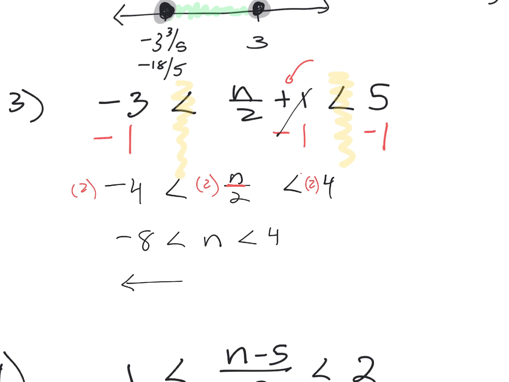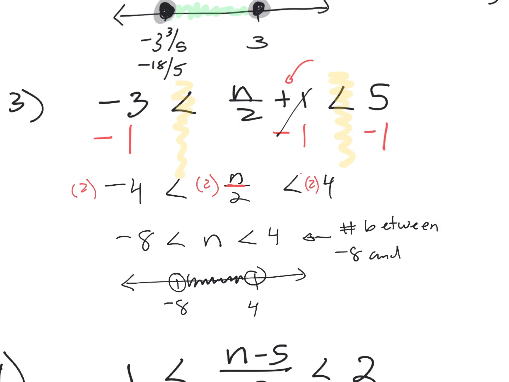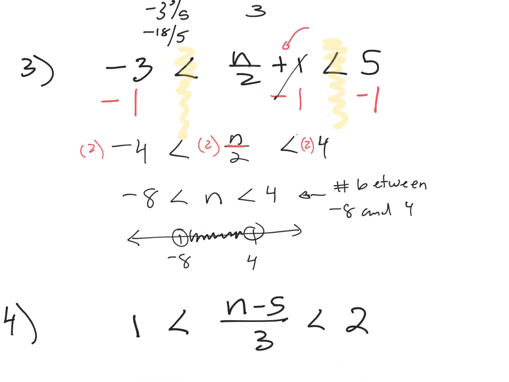So that means all numbers that are between negative 8 and 4, and it should be open circles, and you should have the numbers between shaded, because this means numbers between negative 8 and 4. It can also be said as all the numbers less than 4 and all the numbers that are greater than negative 8. So you can also read it that way. I like the between way of reading it.